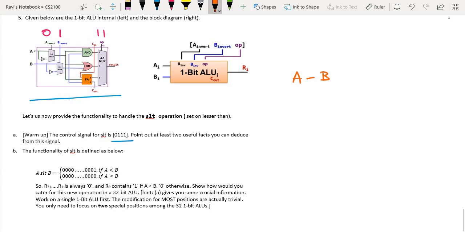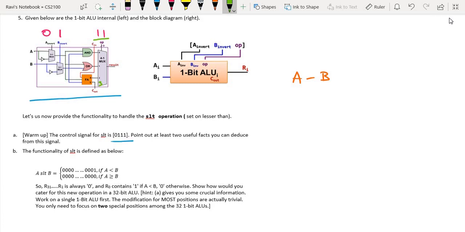The next thing we can observe is the selector to the multiplexer is 11. So 11 means I'm supposed to select input 3, and currently there is no input 3. Input 0 is the AND gate result, input 1 is the OR gate result, input 2 is the full adder result. Now we are going to see how we can implement the SLT operation by extending from this 1-bit ALU that we have here.